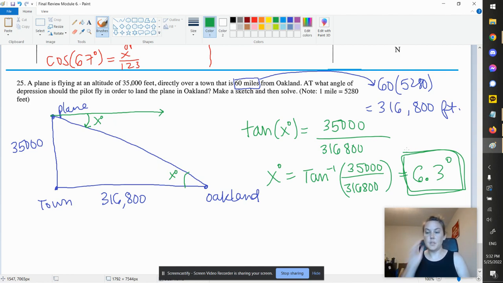So that's module 6. It was a killer unit. There's a lot going on, but this is some good algebra skills.